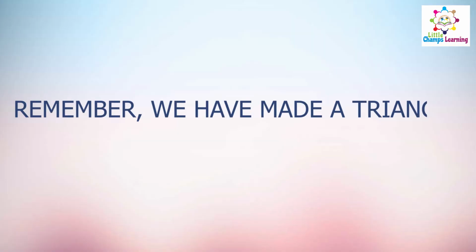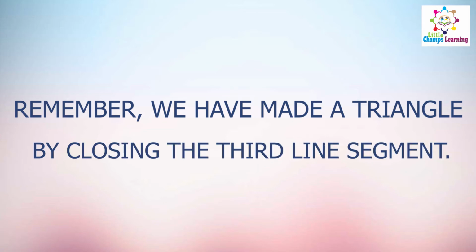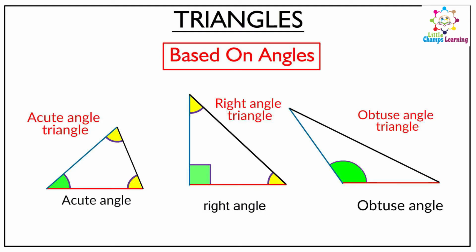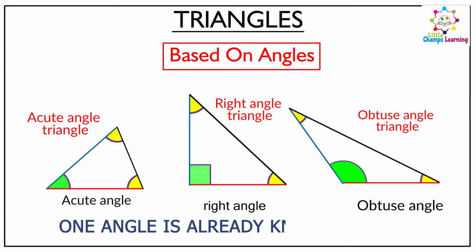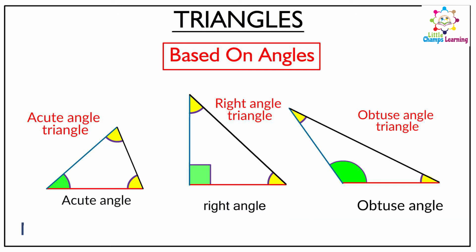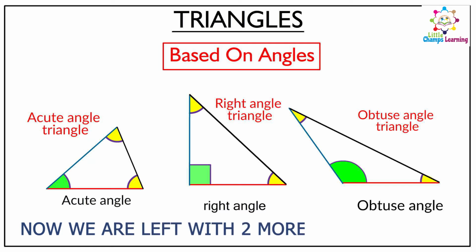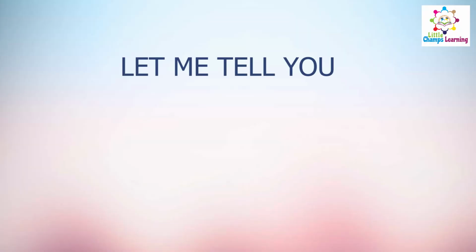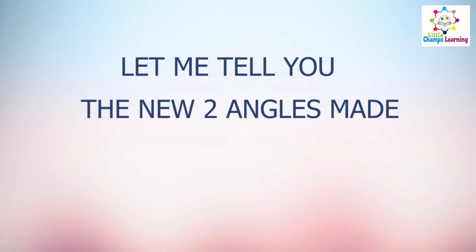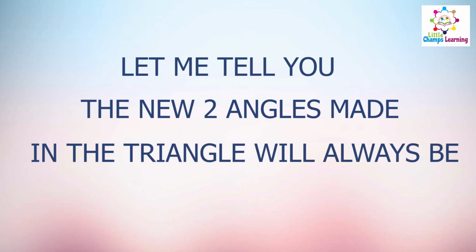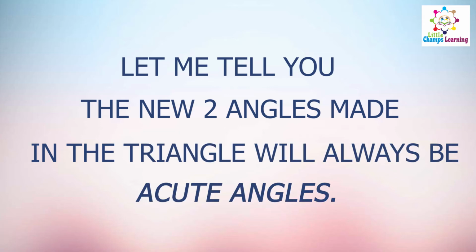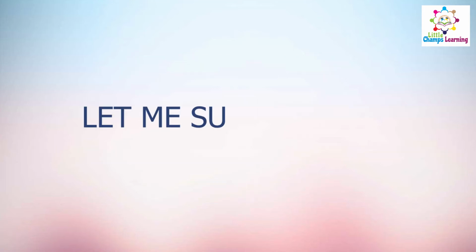Now, remember, we have made a triangle by closing the third line segment. So now we have three angles in each triangle, right? The one angle is known to us, which is the name which we gave to the triangle. And now we are left with two more angles in every triangle. And let me tell you, the two new angles made in the triangles will always be acute angles, right? So here, let me summarize it.